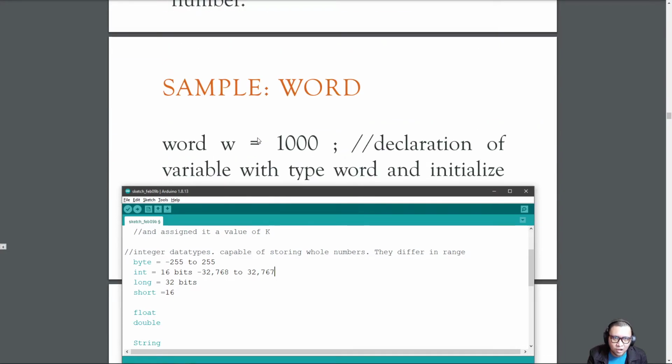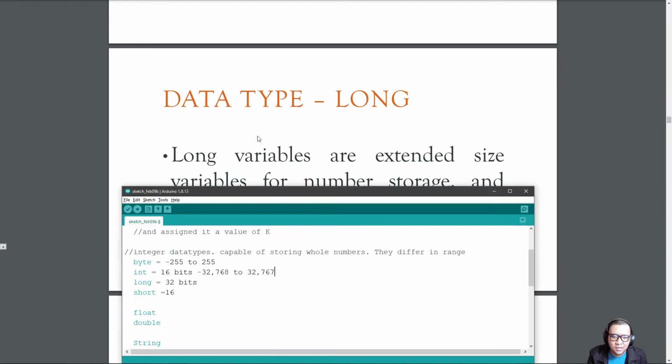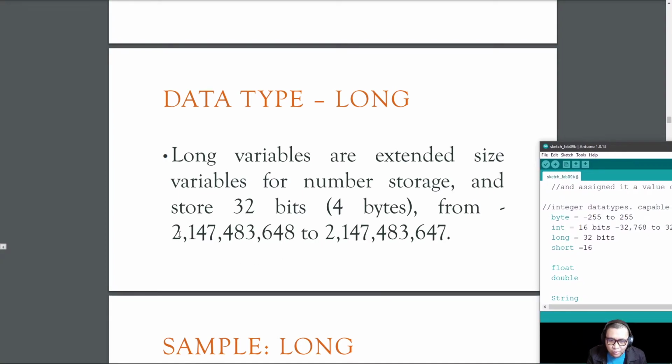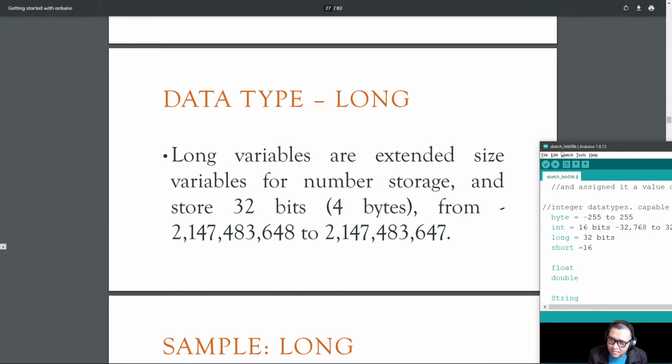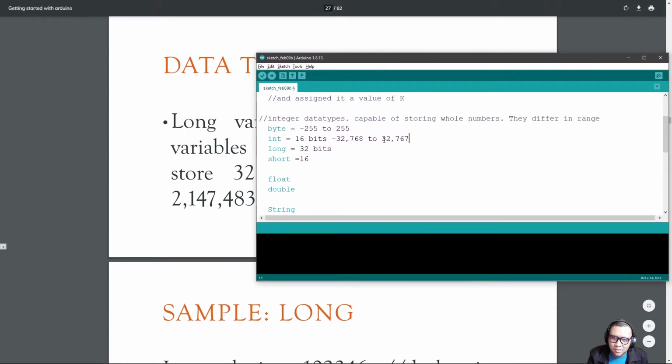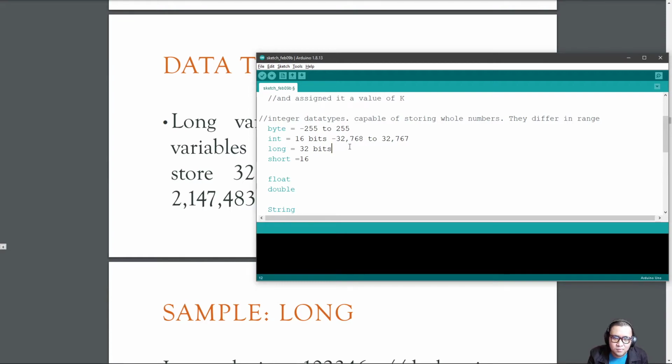Then for long, where's the long here? Long here, because it has 32 bits of data, it can store as much as 2,147,483,648. So it can store up to 2.1 billion.